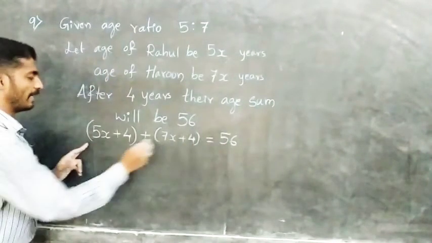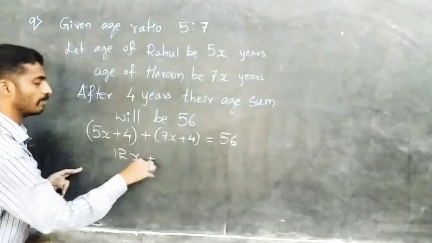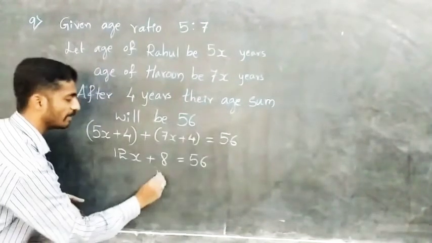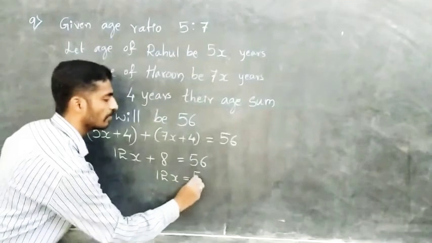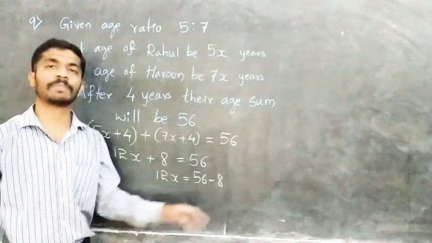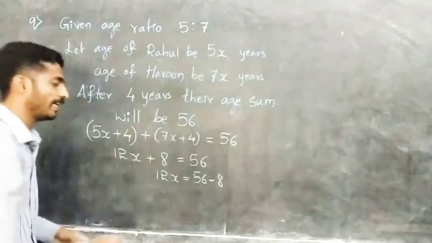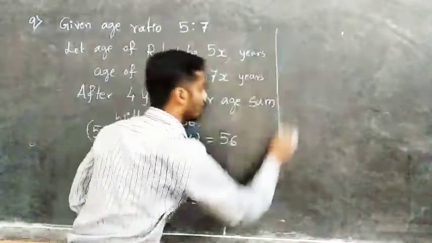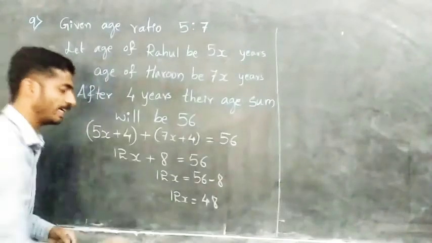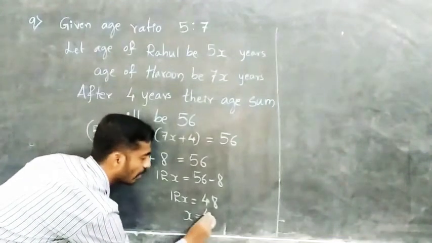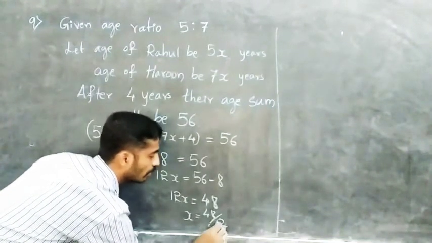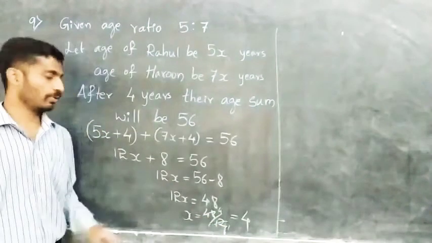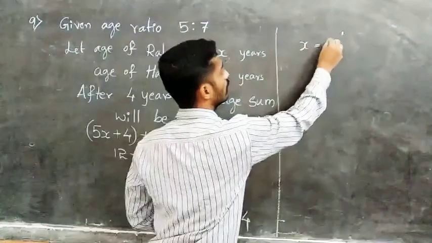See, 5x plus 7x gives 12x, plus 4 plus 4, 8, equal to 56. Take 8 to that side. It becomes 12x equal to 56 minus 8. 56 minus 8 is 48. So 12x equal to 48, then x will be 48 by 12. 12 fours are 48, so x equal to 4.